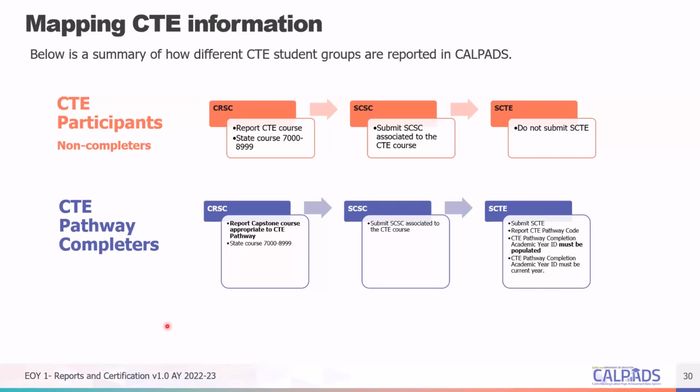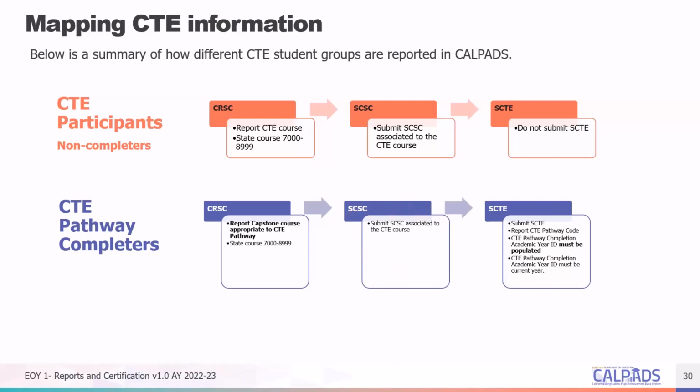All right, let's now discuss reporting your CTE pathway completers. The first step in reporting your CTE pathway completers is to report the capstone course appropriate to the CTE pathway in the course section completion record with the appropriate state course code. Capstone courses are the final courses necessary to complete a CTE pathway. The course section completion record is again tied to a staff member rather than a student. So you must go on to submit the student course section completion record that is associated with the capstone course in order to tie your student to the course.